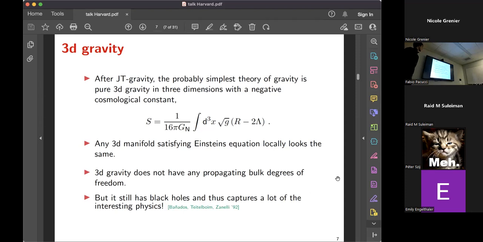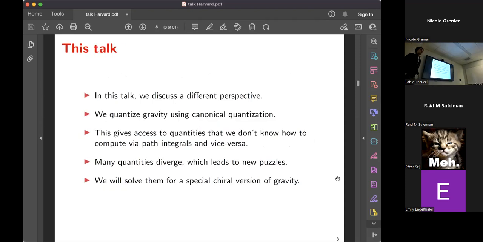So what is this talk about? I was rambling on general things right now. In this talk, I want to take a different perspective. I don't really want to talk about the gravitational path integral, but I want to talk about canonical quantization in gravity. This gives access to some other quantities that we don't really know how to compute by the gravitational path integral, but we can access by canonical quantization.